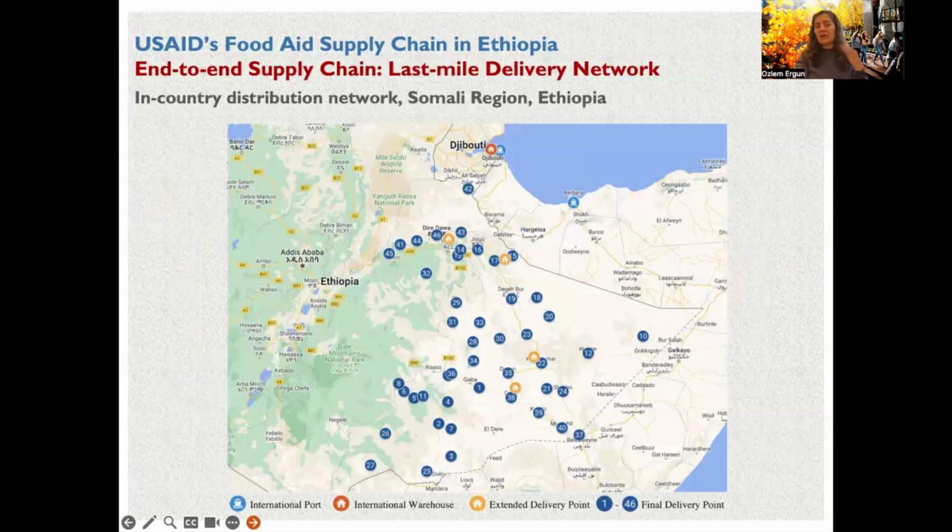So as I said, because we started looking at end-to-end, and we really wanted to come up with a detailed in-country distribution network picture, we worked with mostly WFP, and we even focused more. So we ended up really considering the Somali region of Ethiopia as our case study base. And here there were a couple of ports, but the most important port was Djibouti. And then there was a potential of an international warehouse at the port.